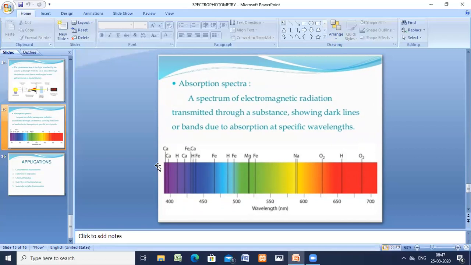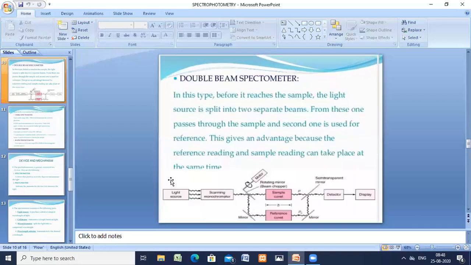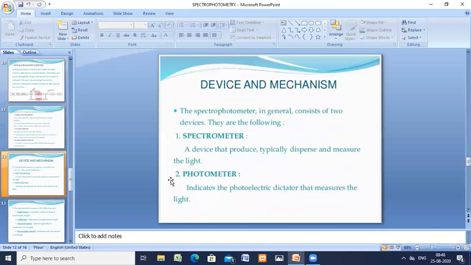IR region is 400 to 4000 nanometers. Microwave is from 4000 to 10,000. Radio frequency is above 10,000. So these are the regions, and the visible region varies from 400 to 700. So we have seen the spectrophotometer and its types.